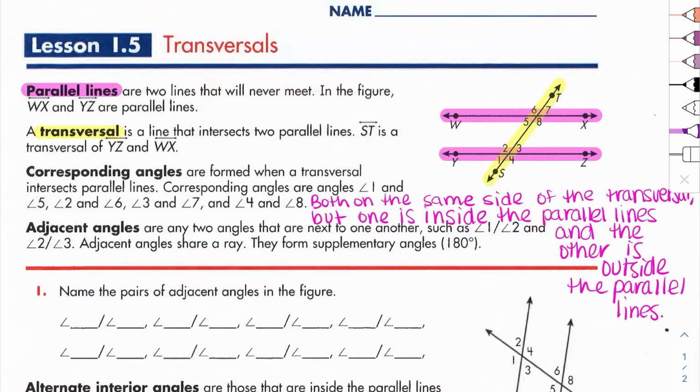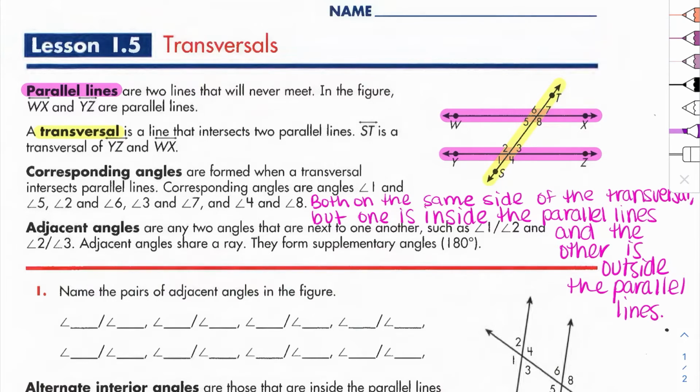A transversal is a line that intersects two parallel lines. In the example on the right, line ST, the yellow one, is the transversal of line YZ and line WX. There are several different types of angles that can be formed with parallel lines and transversals. We talked about a couple of them in the previous lesson. We're going to talk about several more of them today, but we will cover all of them again in the regular geometry class and then some.